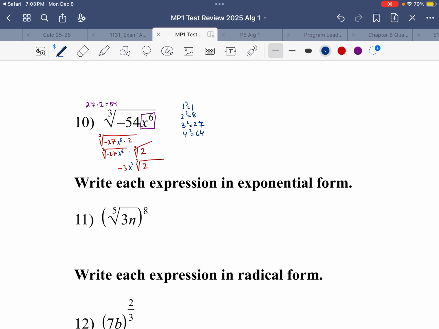All right, so when we write each expression in exponential form, I'm trying to write this like 3n raised to the index is going to be the denominator, and the 8 is going to be the numerator. Please make sure you are throwing parentheses around both 3 and n. It's not just 3 times n to the 8/5. Both 3 and n are raised to the 8/5.